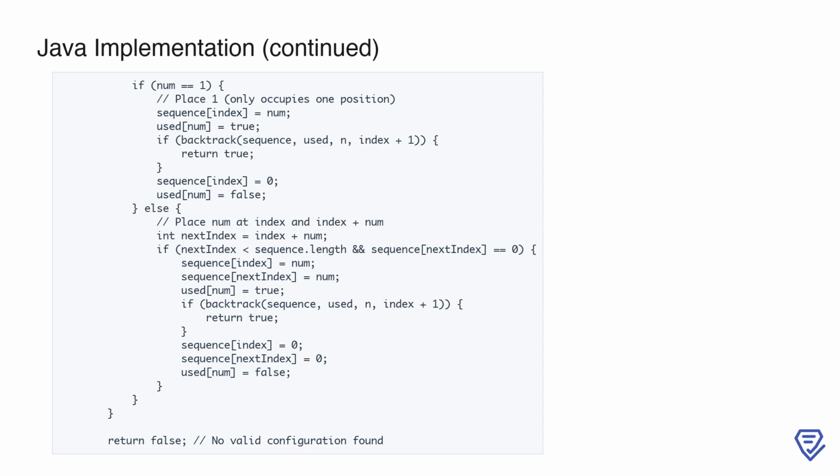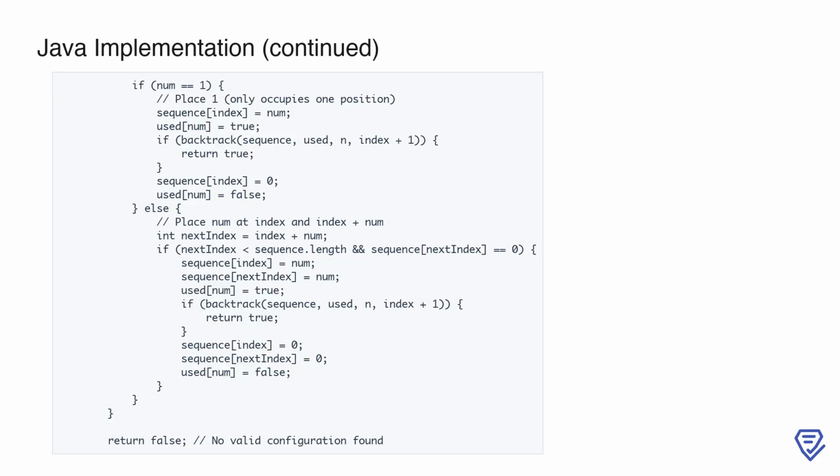For the number 1, we handle it as a special case. Since it only occupies one position in the sequence, we place it at the current index, mark it as used, and recursively attempt to fill the remaining sequence. If the recursion succeeds, we return true. Otherwise, we backtrack by resetting the position and marking the number as unused.